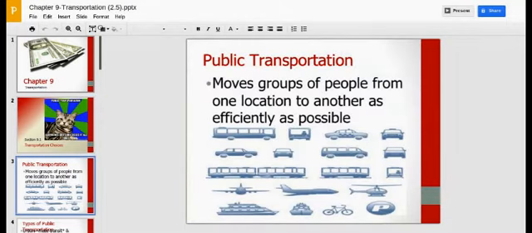Public transportation moves groups of people from one location to the other as efficiently as possible. That's the goal of public transportation. And there's plenty of them out there. I'm sure that you have taken public transportation at least once in your life, whether it's by plane, by bus, by cab. Now you can kind of consider Uber as a public transportation. So all different types, and you see some below with the picture I put of all different types of public transportation.